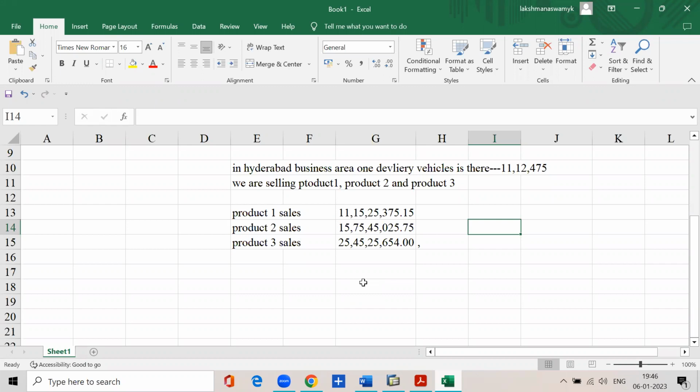Yes, sir. In the given example, one company is having the Hyderabad branch as well as the Chennai branch. Yes. And products 1 to 3, both the three products are sold in the Hyderabad branch, the Hyderabad business area. Okay. In the Hyderabad business area, you have a vehicle. I thought even Chennai branch product sales are also posted to the same product 1. No, not like that. No, it's a different balance sheet. Yes. Okay.